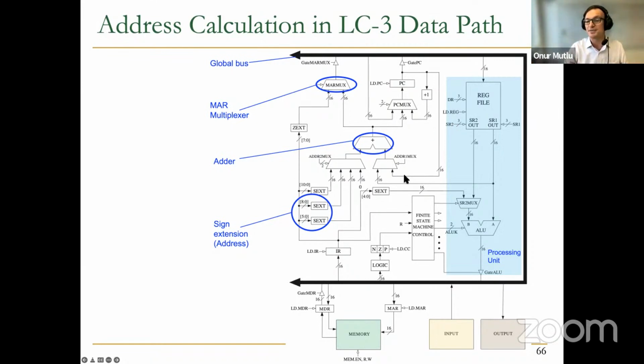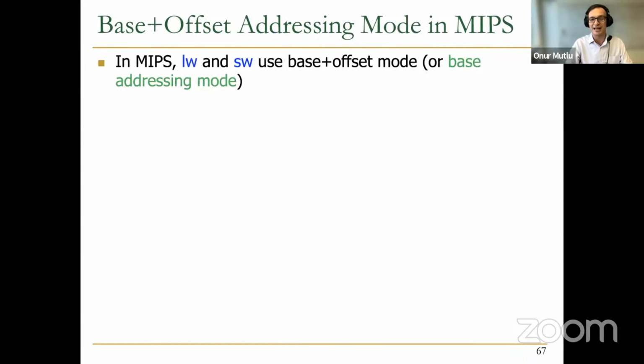Your hardware becomes larger, and this is again a direct example of semantic gap. If your semantic gap is smaller, your hardware becomes much larger because you need to support many addressing modes that are supported by the high-level language, or that can support the high-level language.